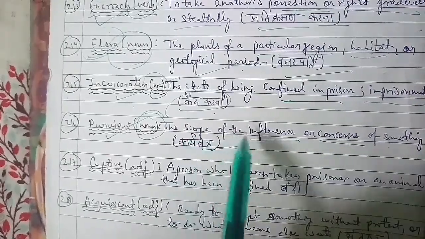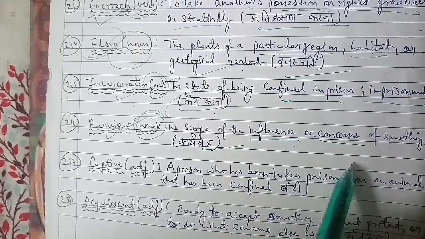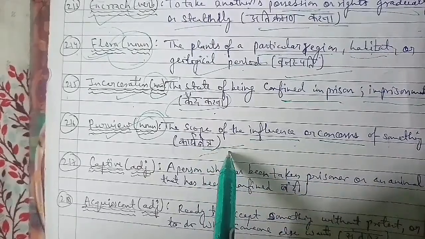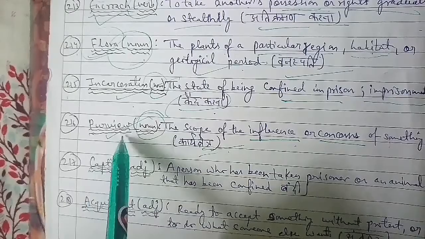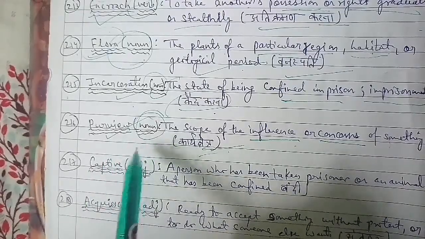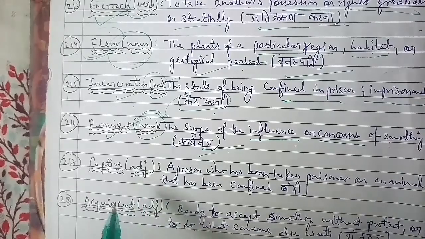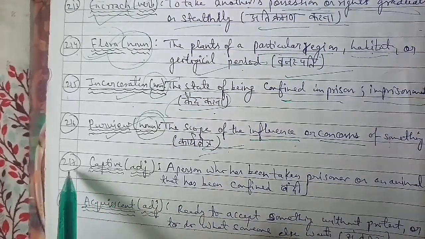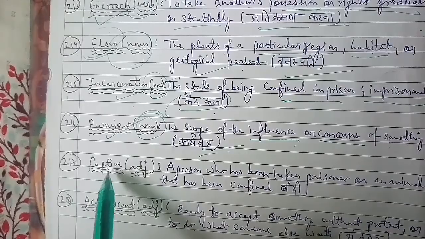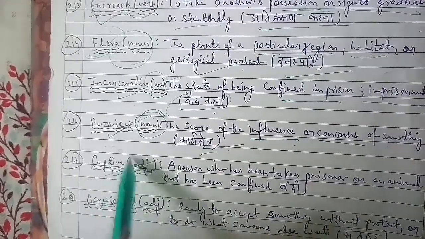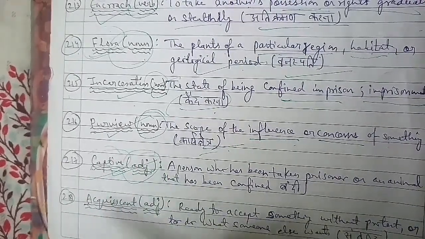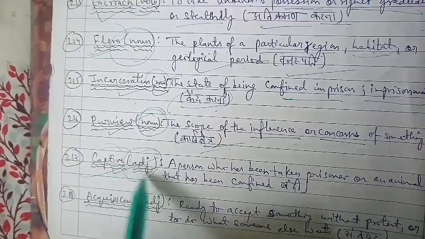Now moving on with the next word that we have here, 218, and the word is acquiescent. Acquiescent is a word used as an adjective, and the meaning of acquiescent is ready to accept something without protest, or to do what someone else wants. जिसे हम कहते हैं संतुष्ट होना. For that word we can use the acquiescent word there.